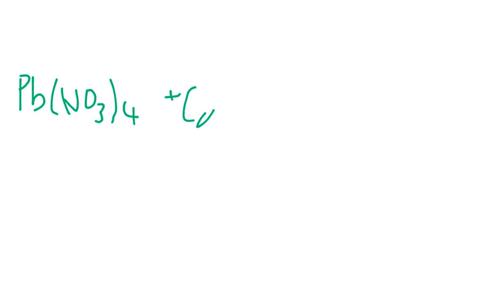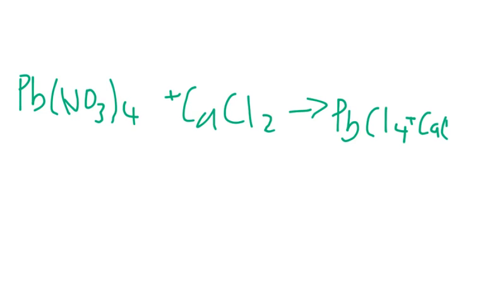We have lead 4 nitrate. So notice how the 4 refers to 4 nitrates, and that's why nitrate is in parentheses. And then we have to add calcium chloride. And then that will transform into lead 4 chloride. And last but not least, calcium nitrate. So now that we wrote this reaction, let's try to balance it out.